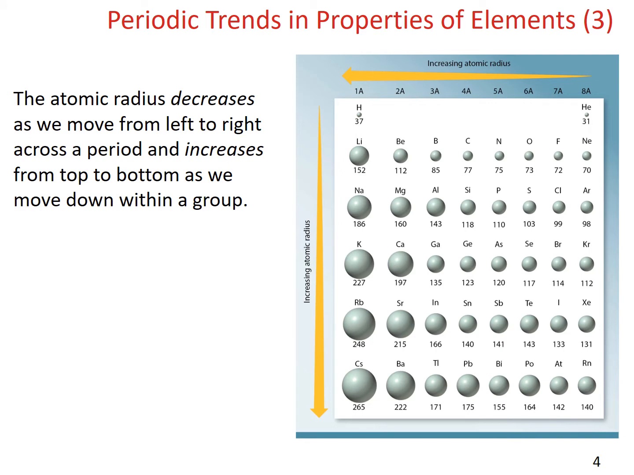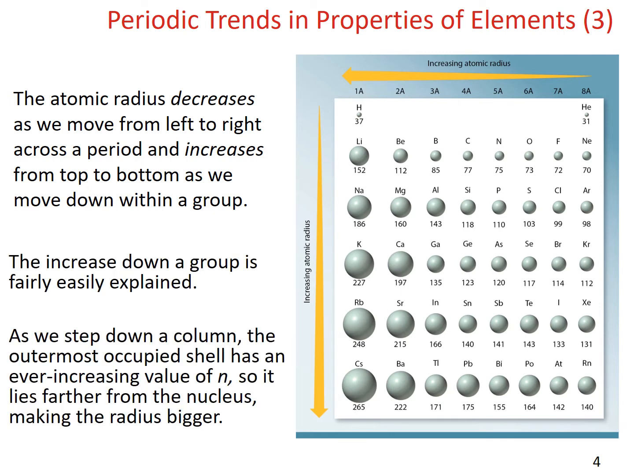So here, like I said, the atomic radius decreases as we move from left to right across the period, and it increases from top to bottom as we move down within a group. The moving down makes some sense. We're going to higher and higher principal quantum numbers, so we have a larger and larger shell that we're referring to. Those electrons keep occupying spaces that are farther and farther out, so our atoms are getting larger and larger.